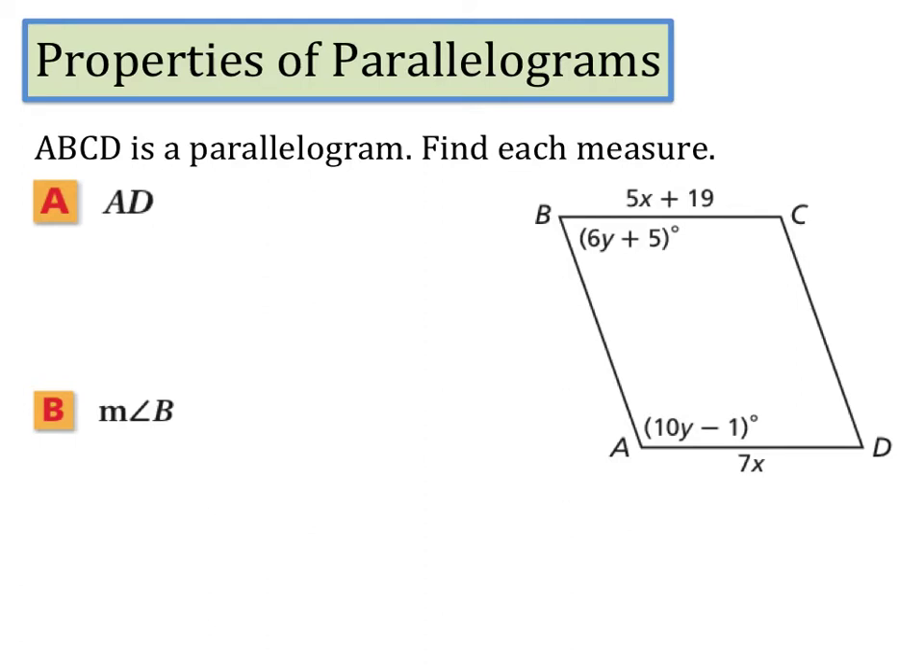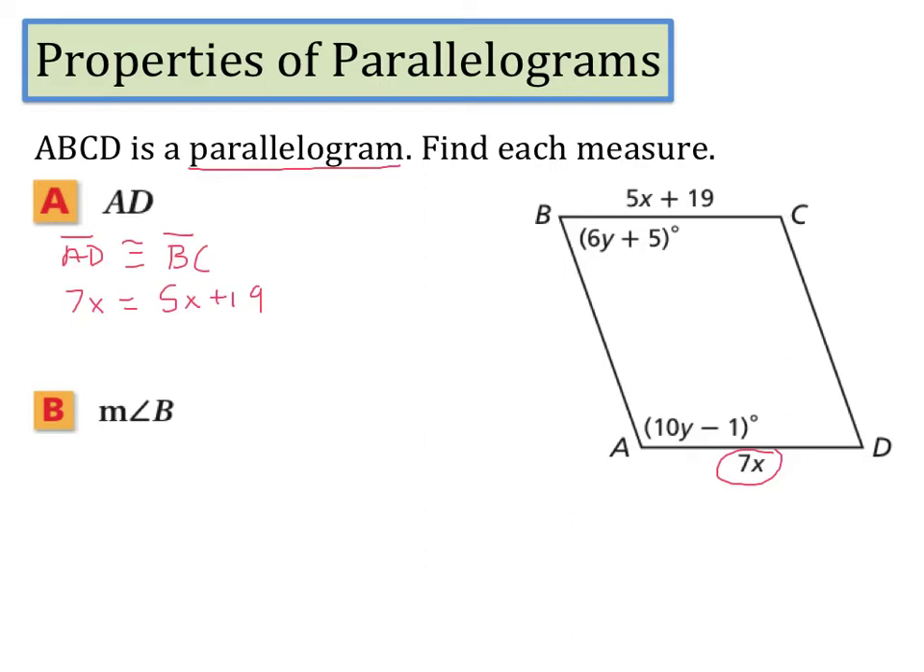Let's use the properties of parallelograms to find each of these measures. So the first thing we have to find is AD. Now, I know that ABCD is a parallelogram. So if I want to find side lengths, I know that AD has to be congruent to BC because opposite sides of a parallelogram are congruent. I know AD is 7x, and I know BC is 5x plus 19. Basically, I'm solving for x.